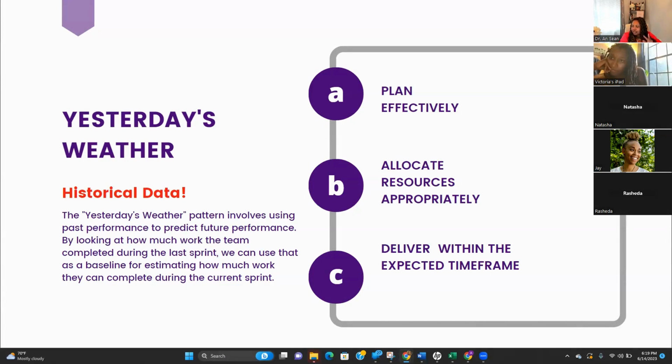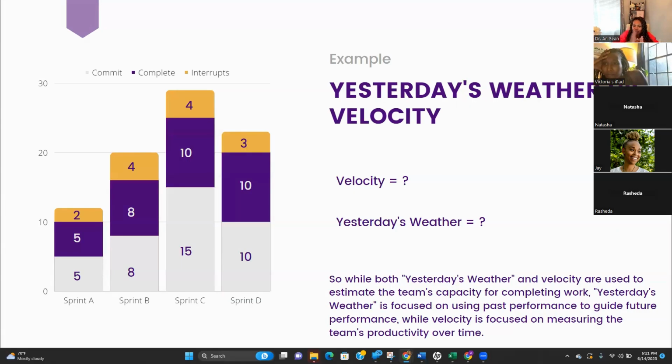Yesterday's weather is all it's saying: I'm going to look at what the team did the last sprint, and I'm going to use that as my gauge for the upcoming sprint. For example, if the team completed 20 story points last sprint, we can use it as a baseline for estimating that they can do a similar amount of work in the upcoming sprint. Because yesterday they did 20, the upcoming one they should be able to do 20. Velocity is looking over a time period of 3 to 4 sprints, and yesterday's weather is just looking at what happened last sprint.